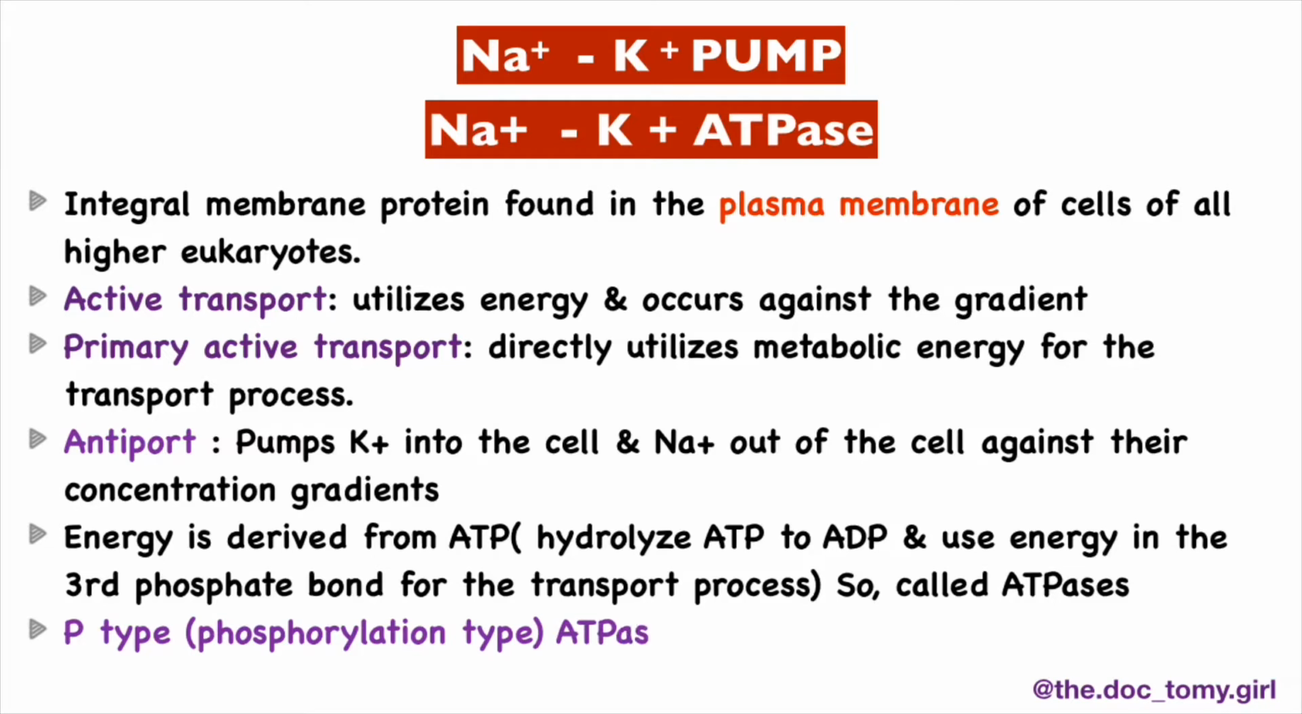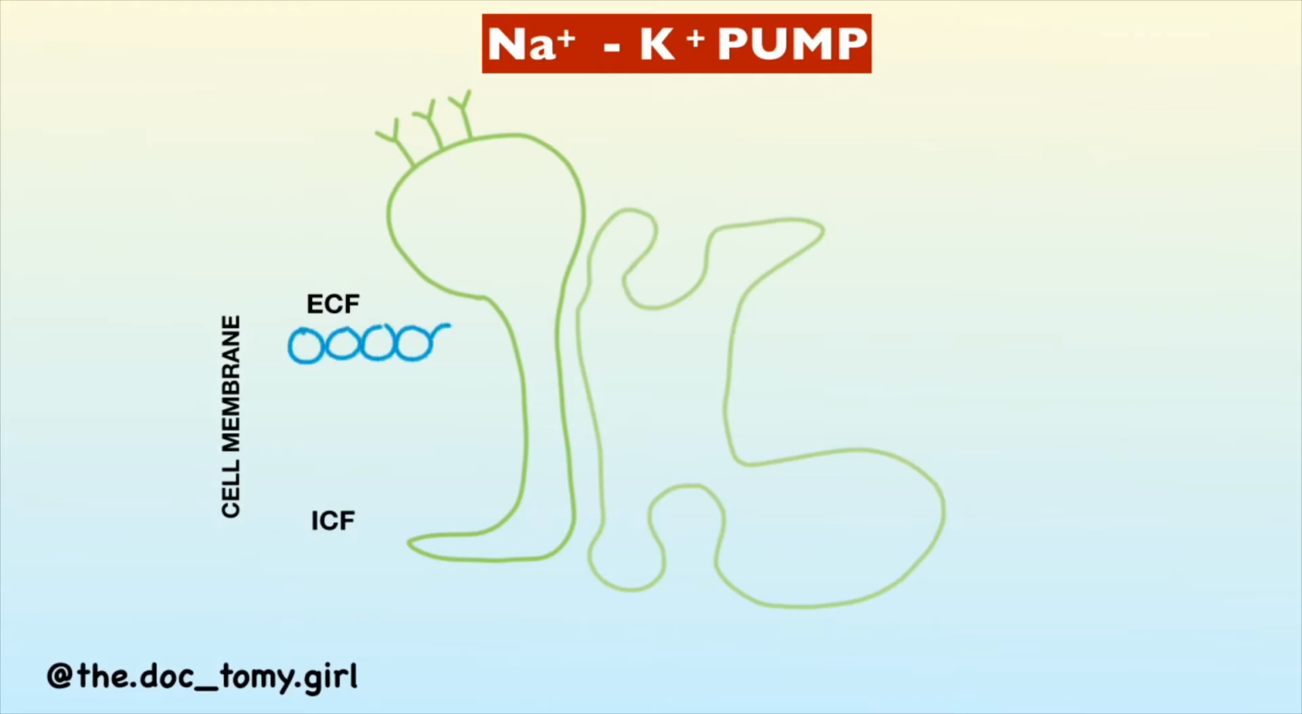And it is known as a P-type ATPase, that is phosphorylation type ATPase, because the energy being used is from the phosphorylation dephosphorylation process. Now let's see the structure of the sodium potassium pump.